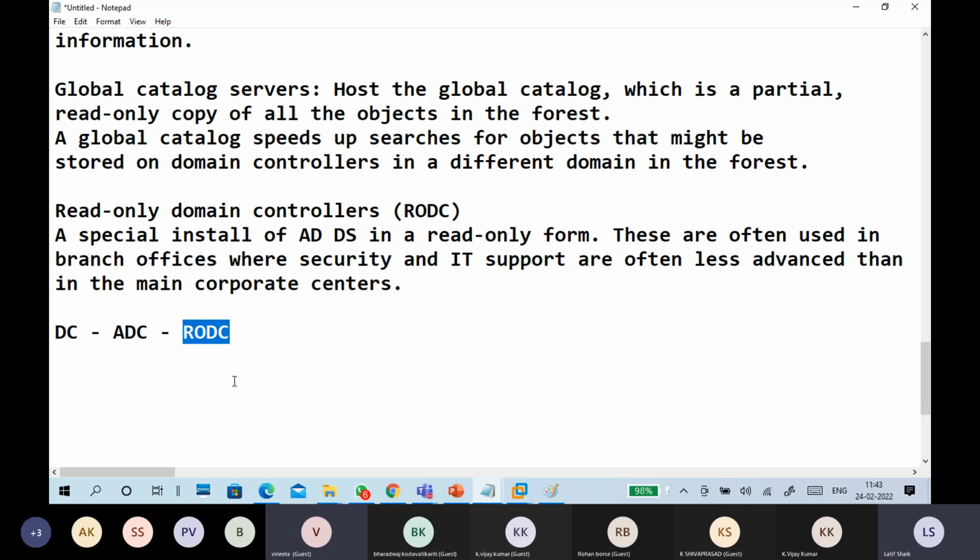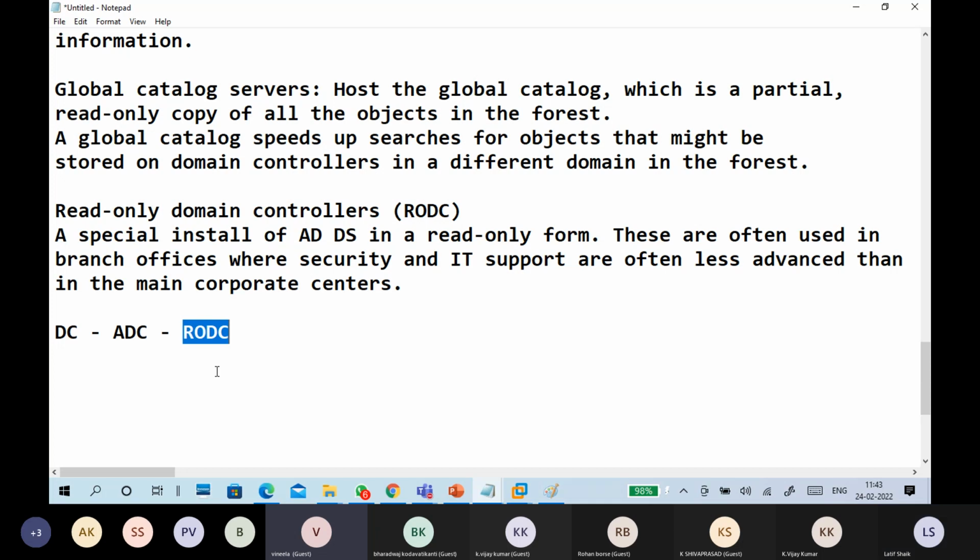For example, I have a branch office in my Pune office. I have multiple employees and computers there, and I want to put a domain controller there. If I put a domain controller or additional domain controller, it is writable, which means someone could change anything. But I have only 25, maybe 30 or 50 members in my branch office. Passwords for 50 members is enough, right?